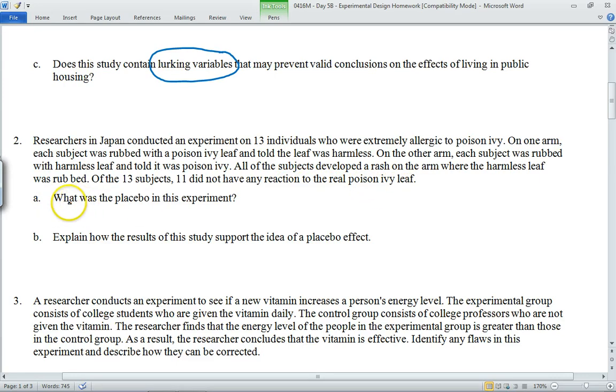So, let's break this down. What was the placebo in this experiment? What is a placebo? What does that mean? Do you guys remember? What does placebo mean?